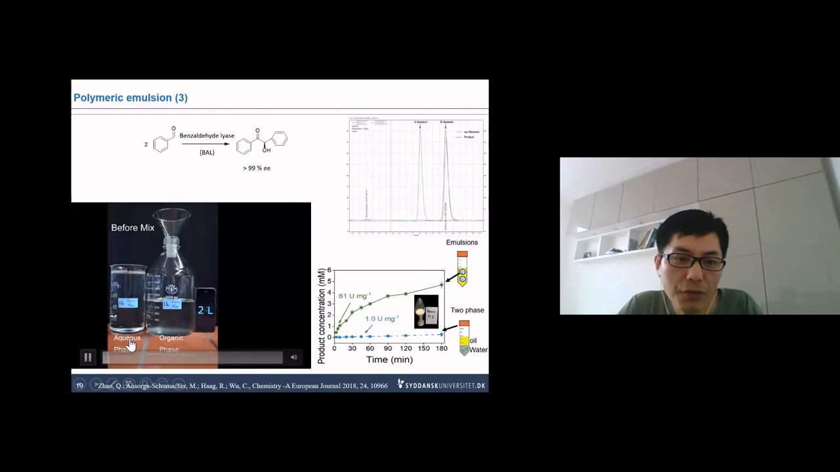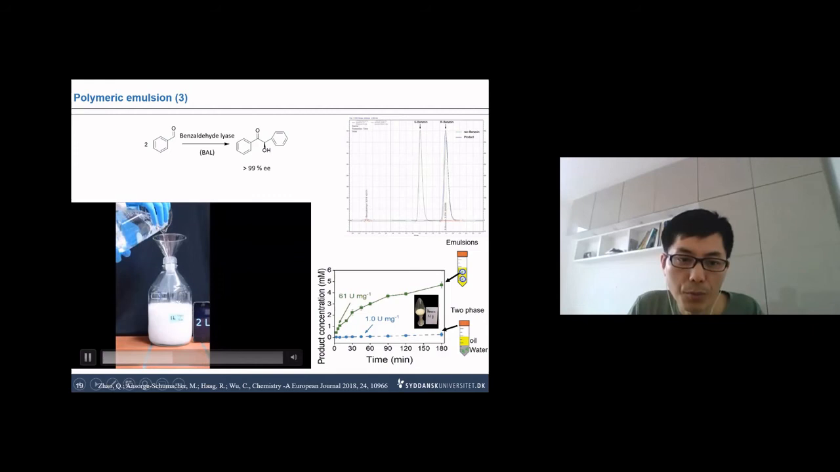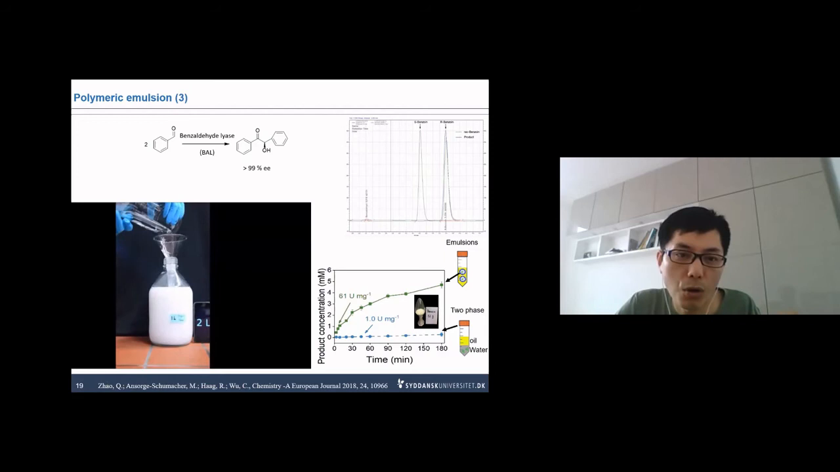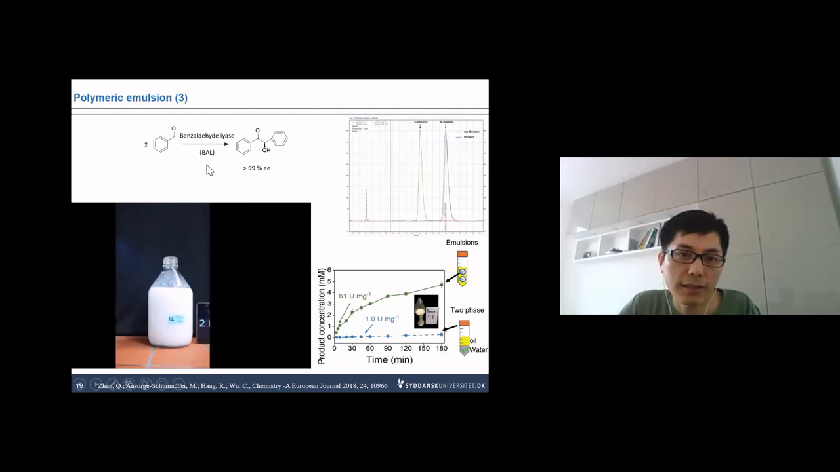Afterwards, you can easily mix the water with the enzyme into the oil with the polymer, and then it becomes a milk-like emulsion. That means inside you have millions of water droplets containing enzyme. If you put this chemical substance into this emulsion liquid, this enzyme benzoylkinase can catalyze the production of enantiopure R-benzoin.